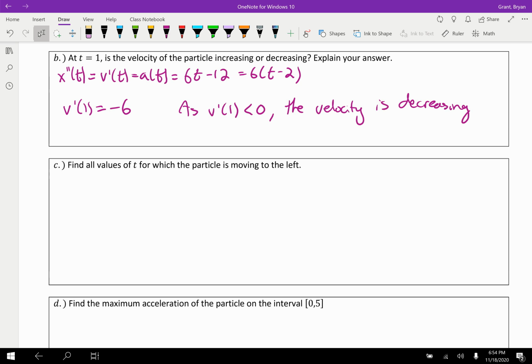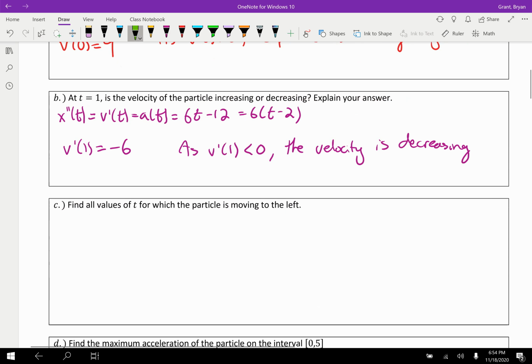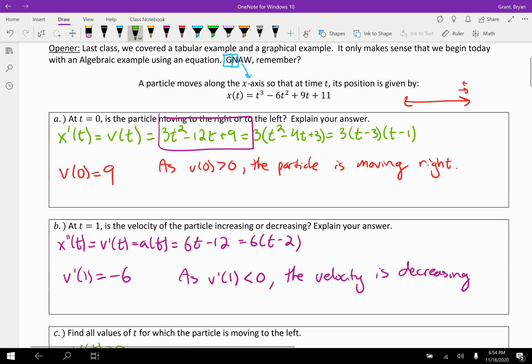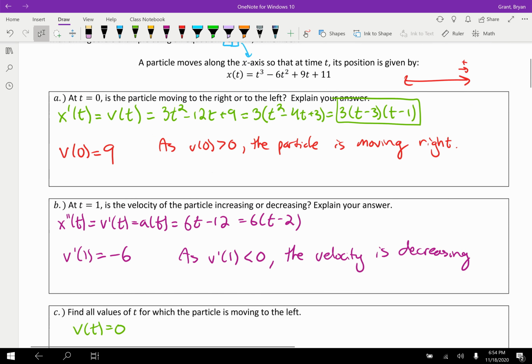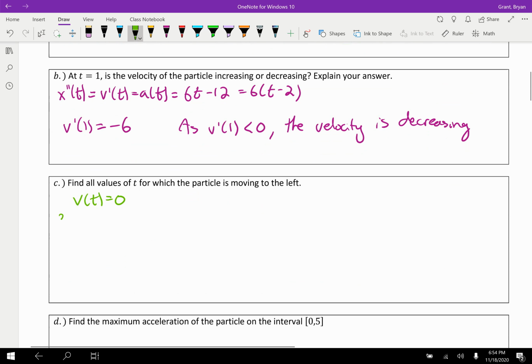So let's go ahead and show that we're setting velocity. I'll switch back to my soothing green from above. We need to set velocity equal to 0. Looking up above, we have a bunch of velocity equations. I'm going to use the factored one over here. So we are setting 3 times t minus 3 times t minus 1 equal to 0. And I bet we can see that our time values are 3 and 1.